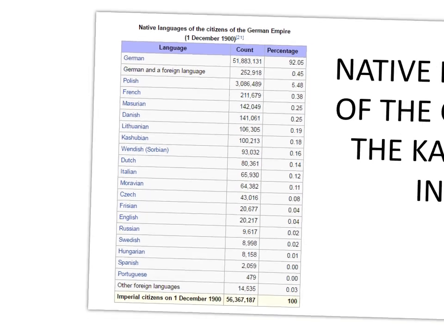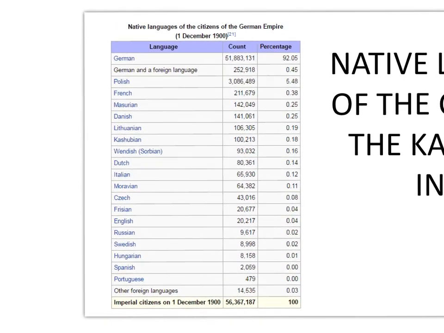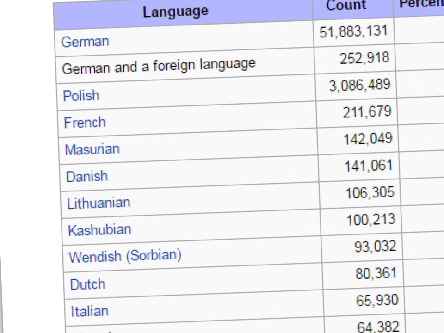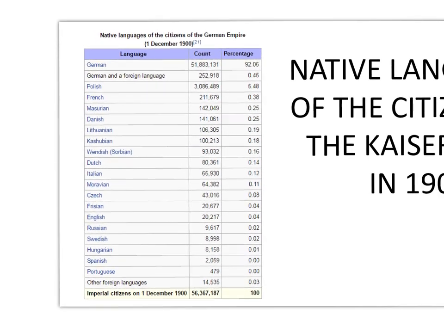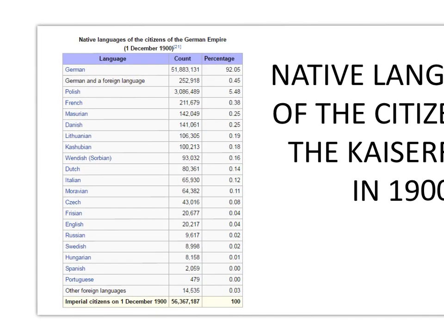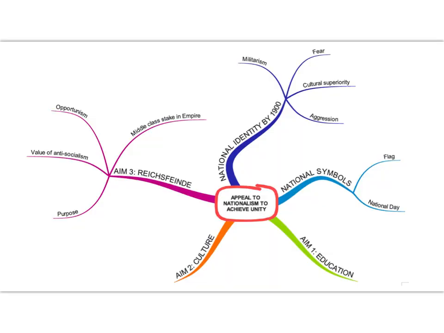So it highlights the point that it was not a unified nation in the sense of language, and of course many of these national minorities who found themselves living in the new German Empire in 1871 were separatists in their beliefs. They wanted to break away.